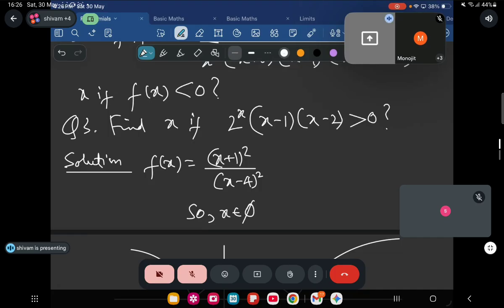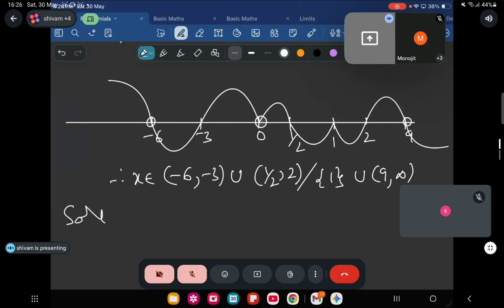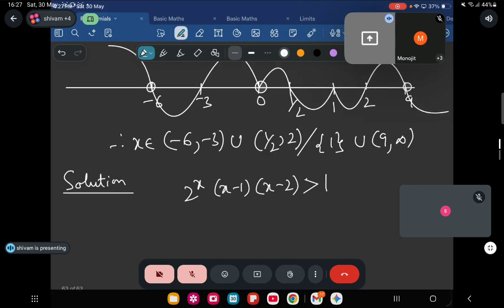Okay, I'm solving number 3. 2 to the power x minus 1, x minus 2. What do you think? What are the critical points over here? Your answer is correct. Okay, shall we start? Tell me, everyone. What are the critical points? 1 and 2. We have to check it for greater than 0 or less than 0. Over here, the critical points are 1 and 2, right?